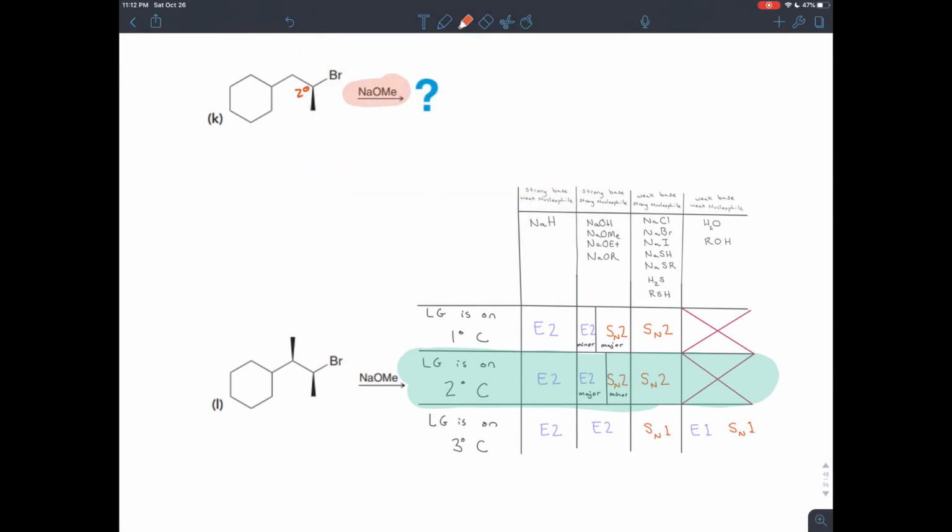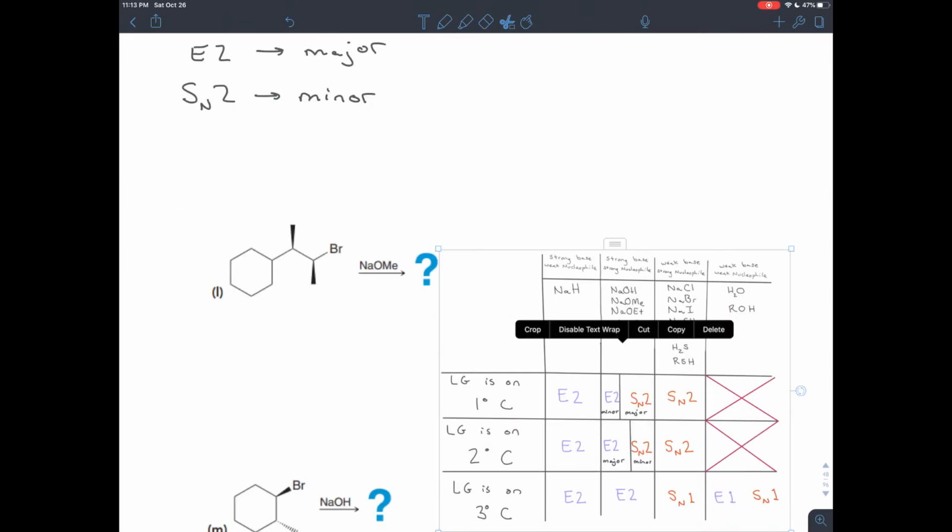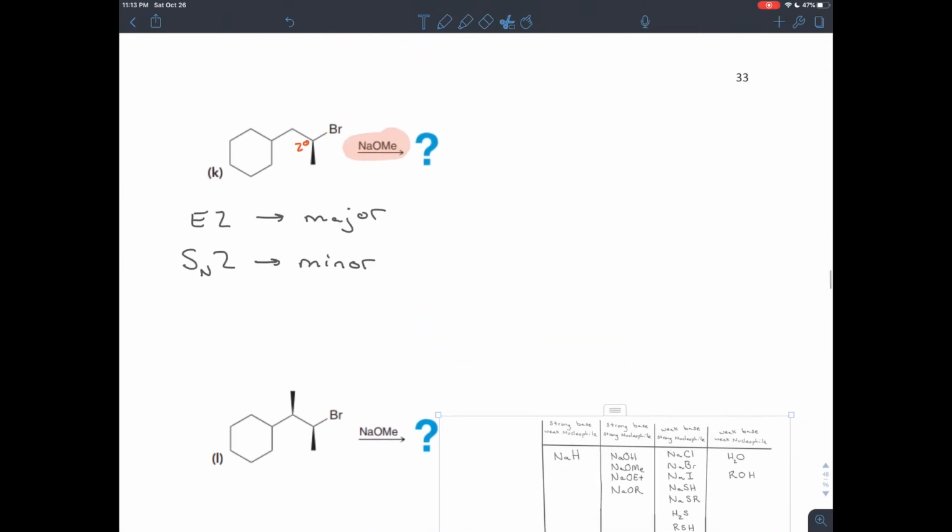In addition to that, we have sodium methoxide. Sodium methoxide is a strong base and a strong nucleophile. So we're going to get 2 products. We're going to get E2 products, and those will be our major products, and we'll get Sn2 products. Those will be our minor products. Okay, now that we have the mechanisms, let's think about what type of products those mechanisms give us. First, let's think about the E products.